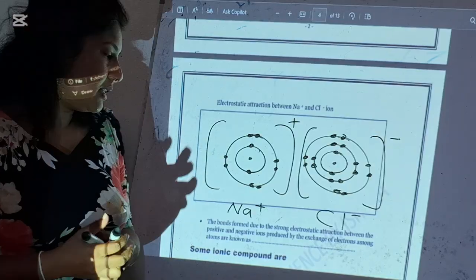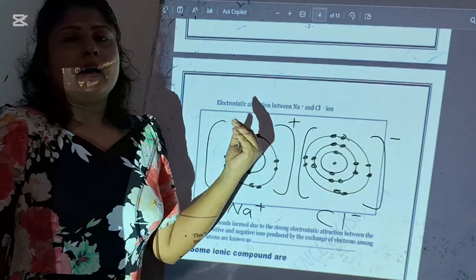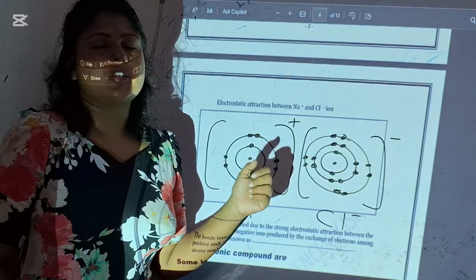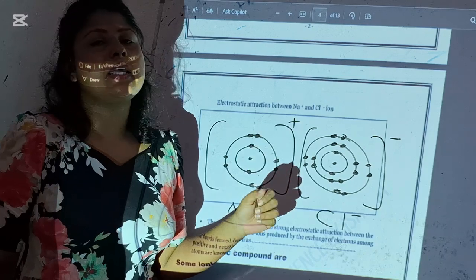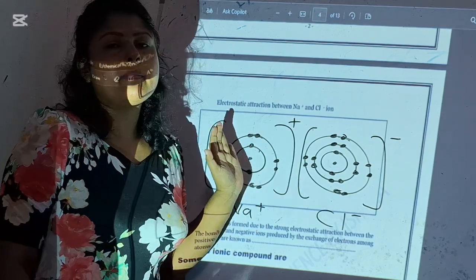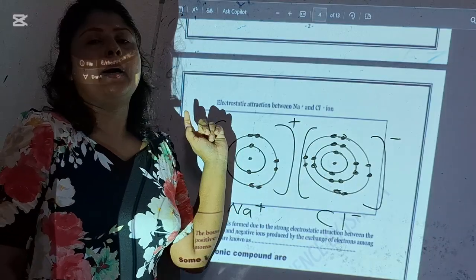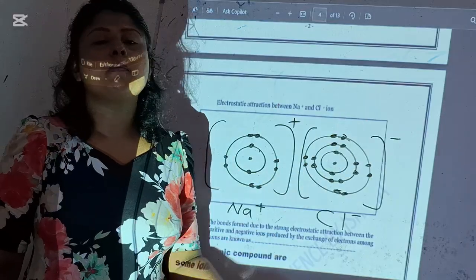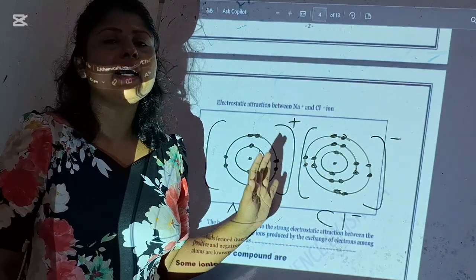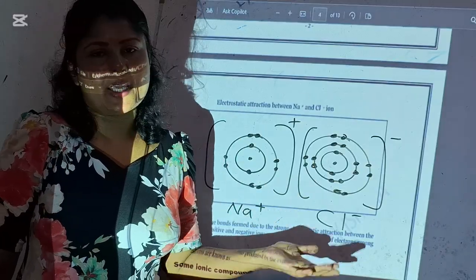The meaning is that because of the atoms exchanging the electrons between the atoms, like sodium gave the electron to chlorine. So sodium became plus, chlorine became minus. Like that, they exchange the electrons fully.